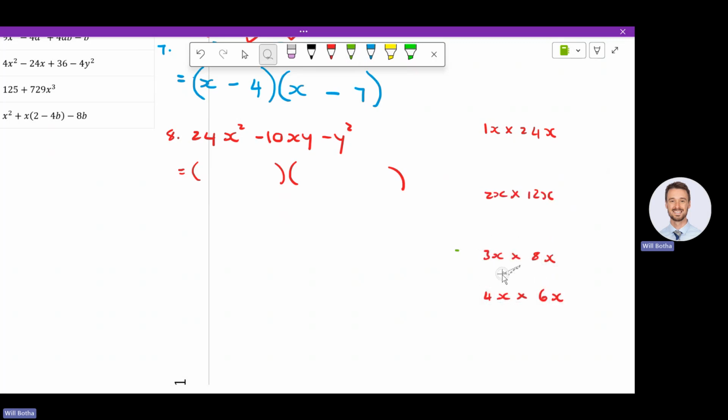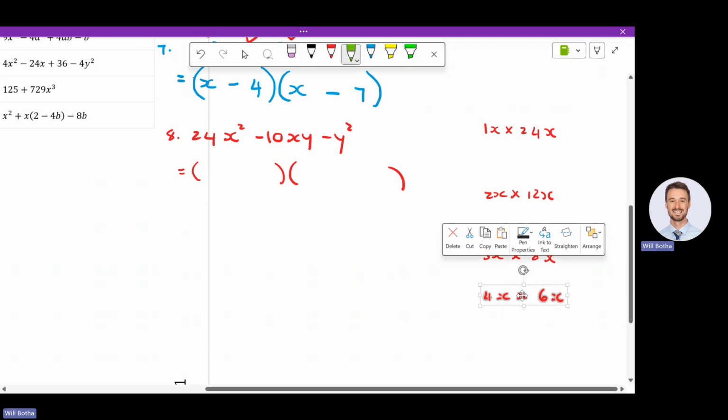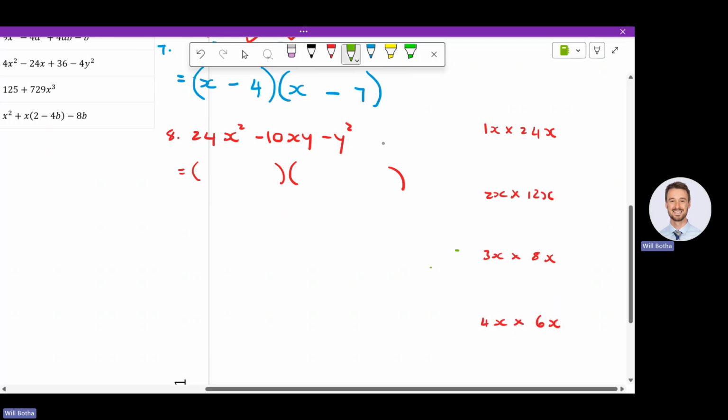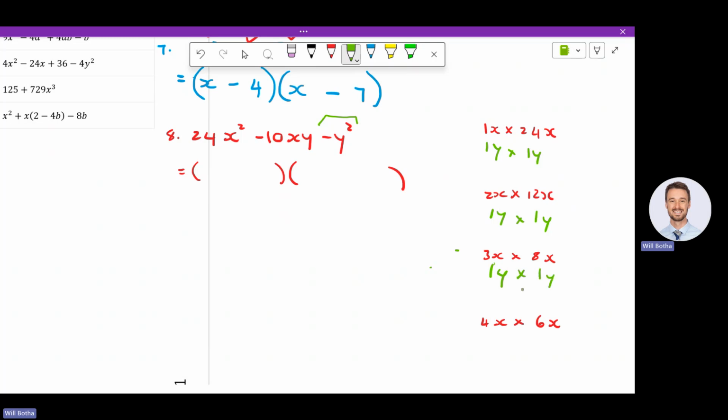Now we're going to look at the last term's options for y squared. What are the options? 1y times 1y. That's my only option. So let me do that option underneath all of these, and we're going to see if we can find a combination that works.